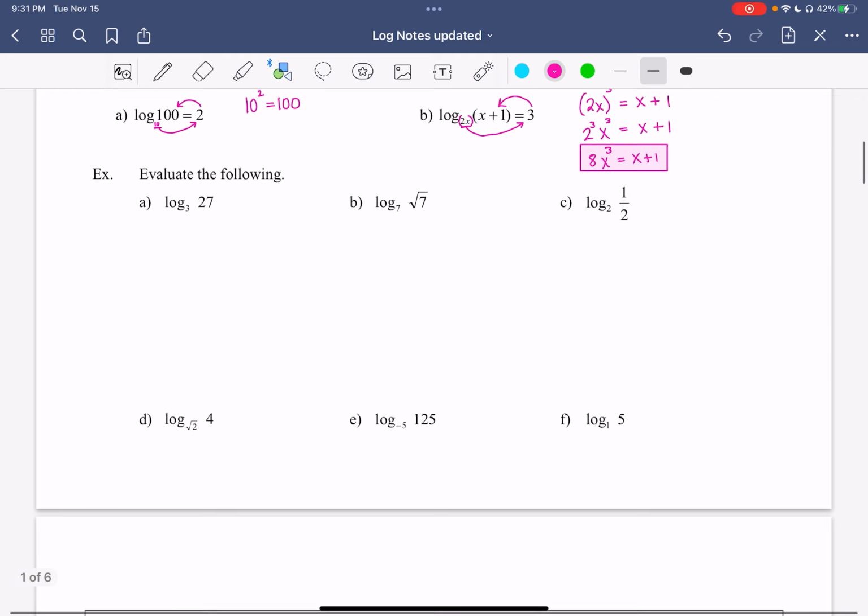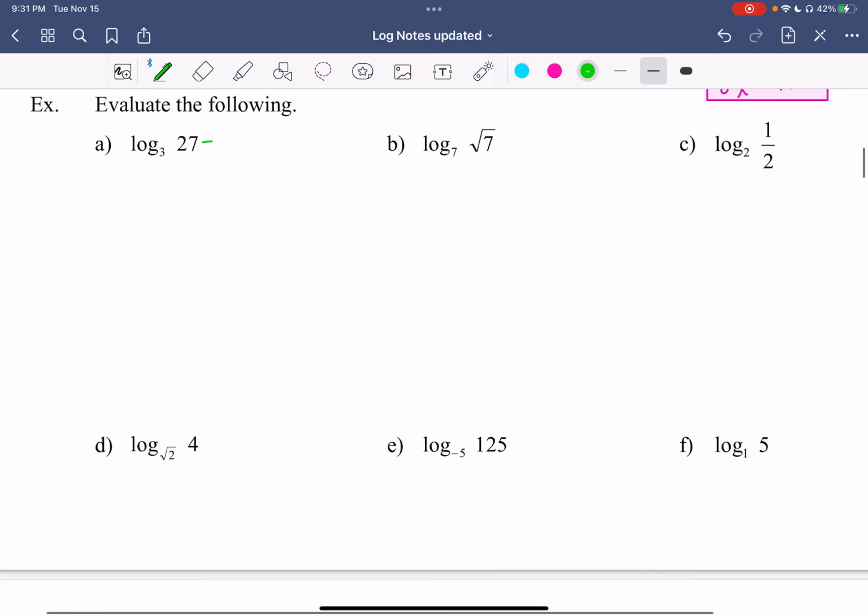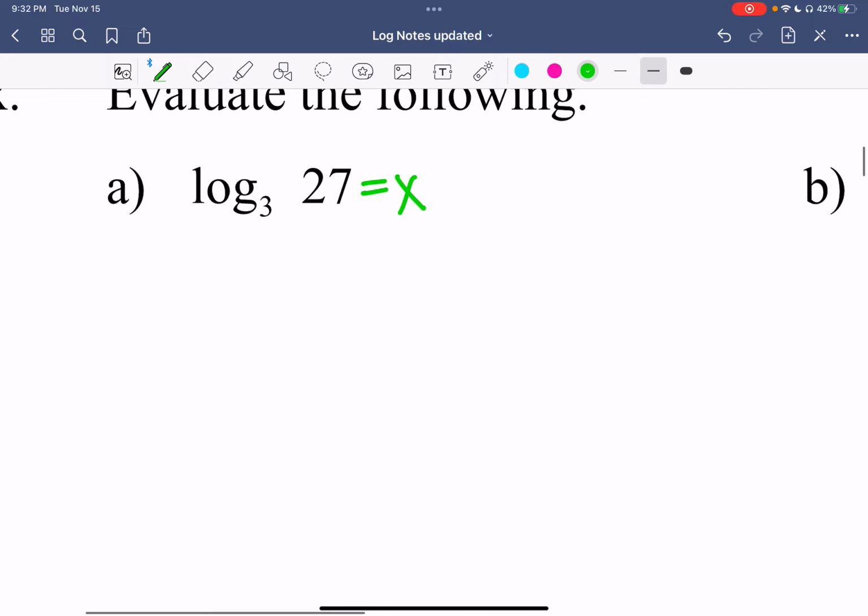Let's evaluate the following 6 examples. If you notice, these are all missing the equals x. So just go ahead and write that before you get started. Okay, and then we'll get started with letter A. So you're going to do your switcheroo. So log base 3, you start with the base, draw your arrow out, and then draw an arrow back in. We have 3 to the power of x equals 27.